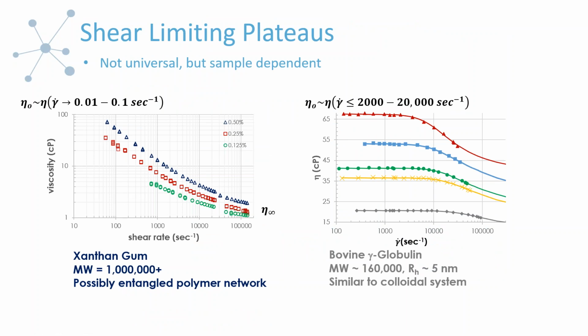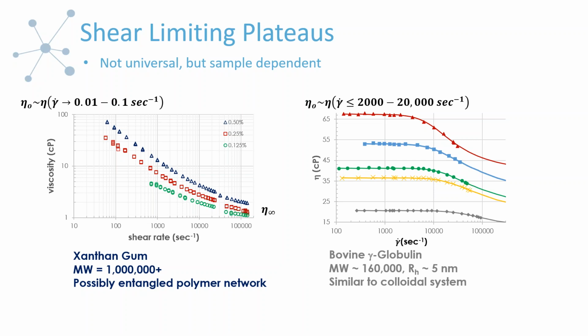It's not a universal range to obtain these plateaus. They're highly dependent on the sample. And so I have two examples to illustrate that point here. In both cases, we're looking at steady shear viscosity as a function of shear rate. On the left plot, we're looking at different concentrations of xanthan gum.